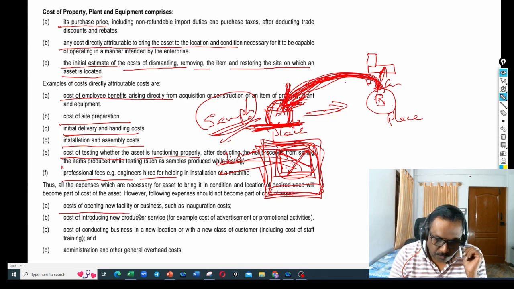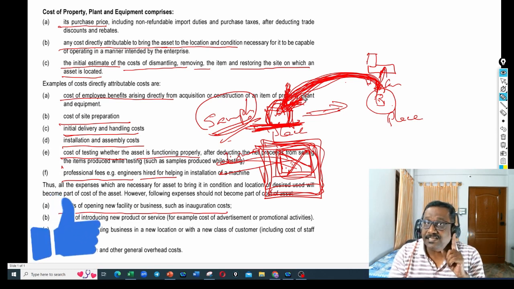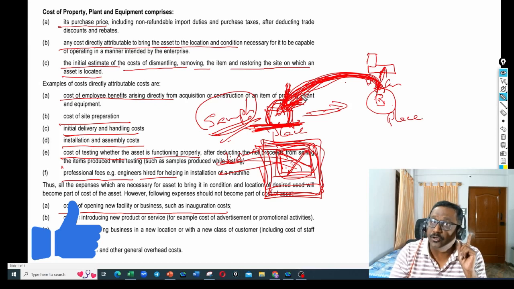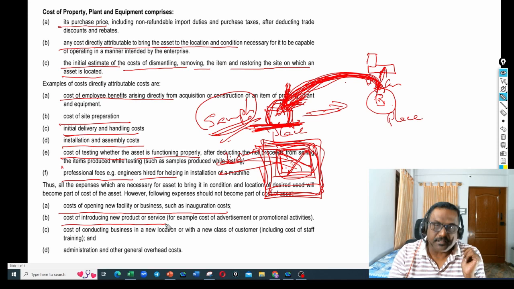Cost of opening a new facility or a business, such as an inauguration cost. You are starting a new business or new facility that doesn't have any relation to bringing this asset here. You are inaugurating a new business. That inauguration cost is something different. It doesn't have any relation to the installation of this asset. So inauguration cost for a new facility or a new business doesn't have any relation to the cost of property, and you should not include it. Clear?